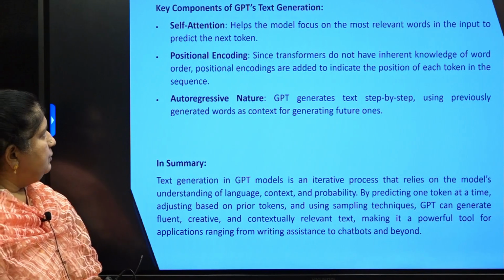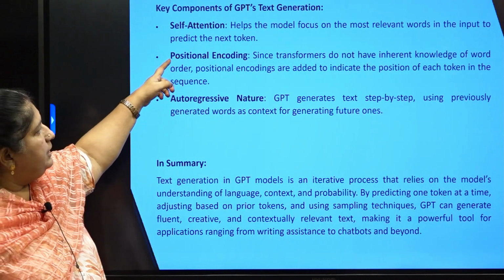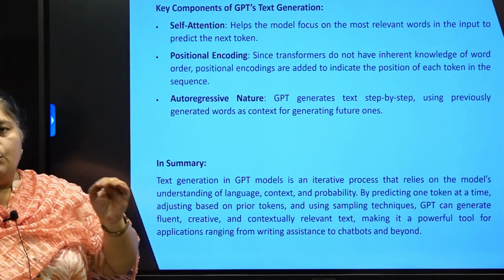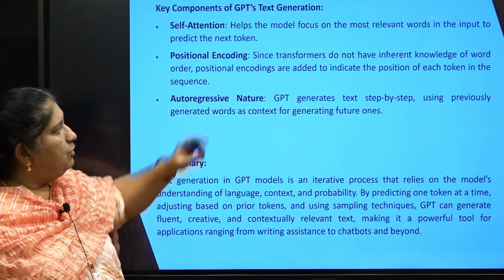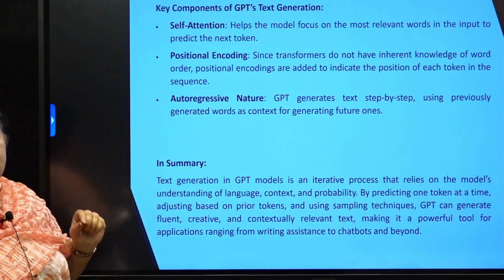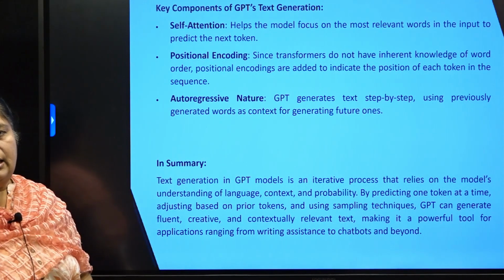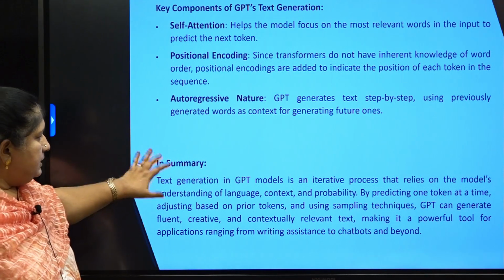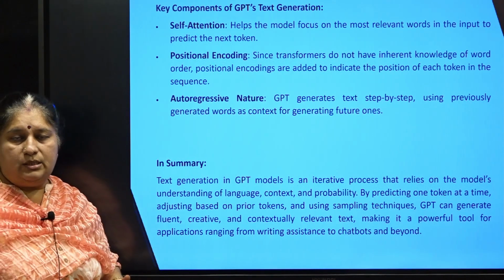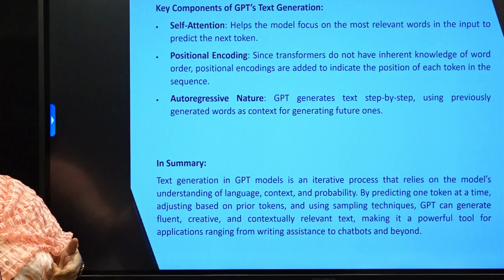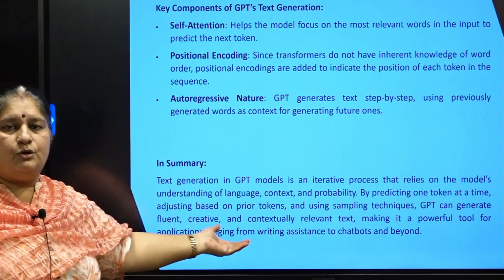What are the key components of text generation? Quickly see this one. Self-attention is needed because we are trying to identify which word is related to what with what importance. Positional encoding, transformers do not have inherent knowledge of word order. So, positional encoding should be given. Autoregressive nature, step by step, adding the next tokens to the prompt. So, summary, text generation in GPT is an iterative process which starts with a prompt and uses the sampling methods and then the temperature levels to decide the randomness and then keeps on generating the text.